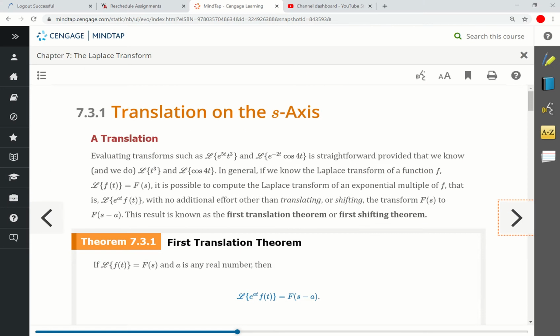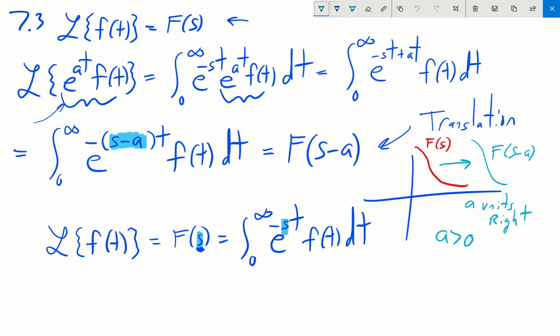Okay. So this is a brand new result. This is one of our translation theorems. This is important to know. So let me just rewrite it one more time. The Laplace transform of e to the at times f of t is simply going to be equal to capital F of s minus a.